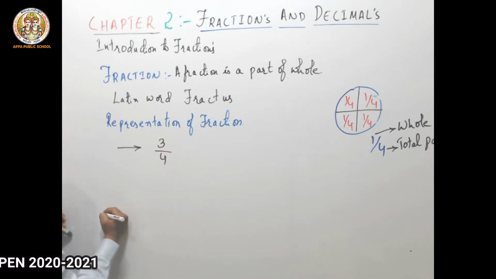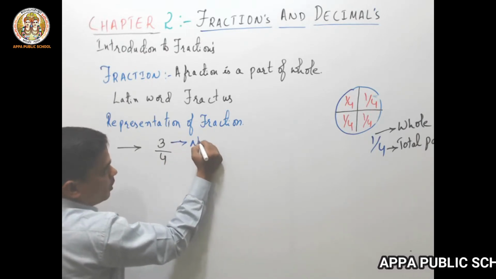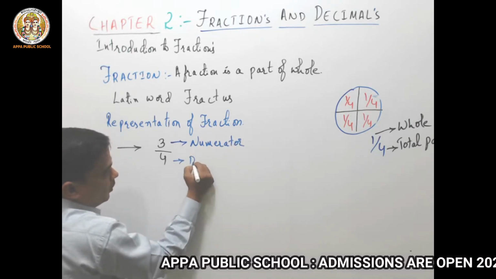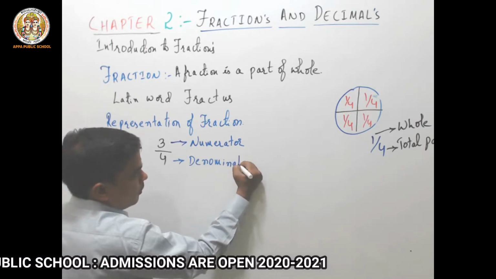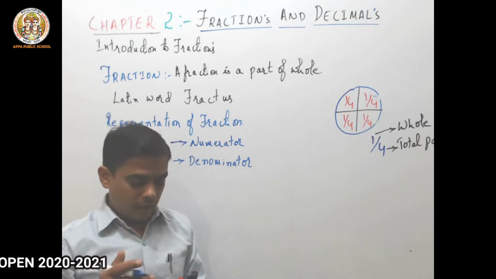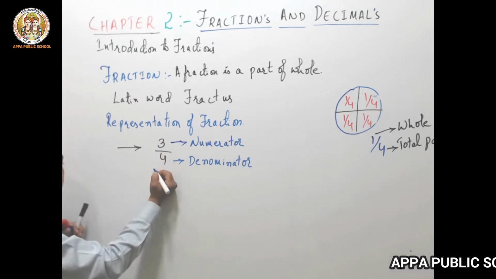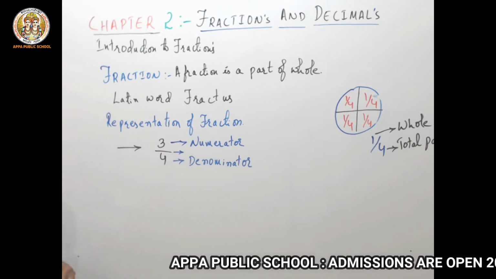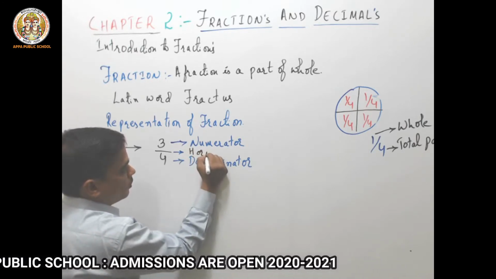In 3 by 4, 3 is the numerator and 4 is the denominator, right? These two numbers, 3 and 4, are separated by a horizontal line.